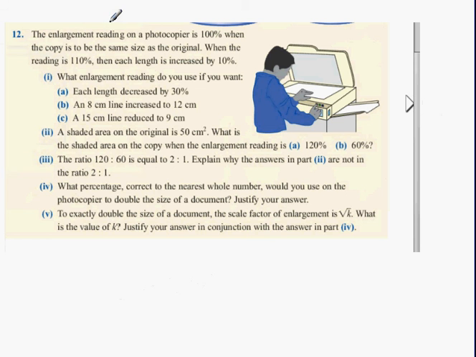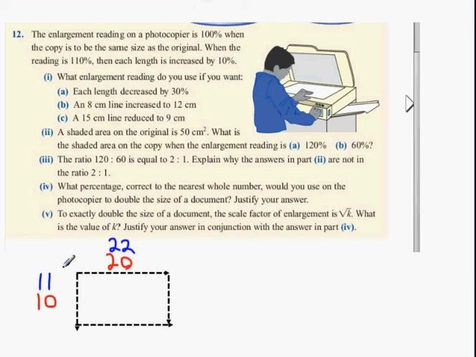The enlargement reading on the photocopier is 100% when the copy is to be the same size as the original. When the reading is 110%, each length is increased by 10%. So the way I'd read that is, if I had an original that was, I don't know, 20 centimeters by 10 centimeters, if I go 110%, that should turn into 22 and 11. Add 10% onto either side.